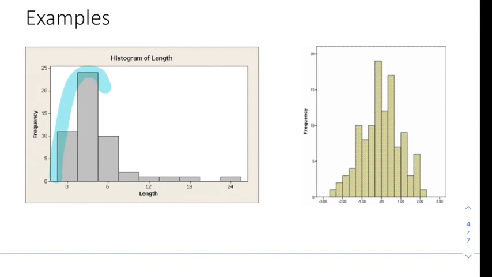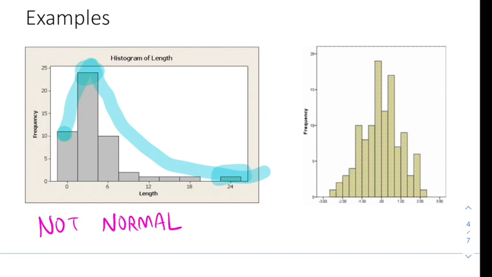This example is clearly not symmetric. You see that it ends low, and it does have a peak, but it starts relatively high, and it's certainly not symmetric. So if I was judging off of this histogram, I would say this data is not normal, meaning it does not come from a normally distributed population.